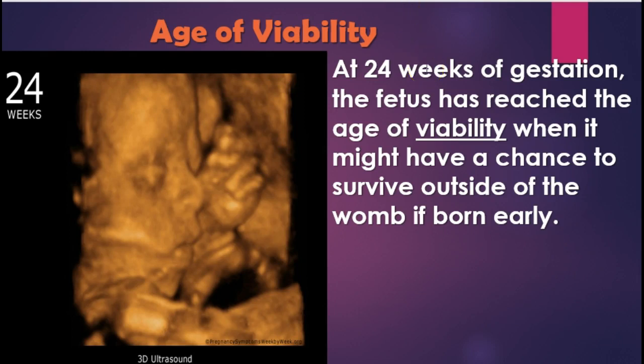What is the age of viability? Well, at 24 weeks of gestation, the fetus has reached a point where it may be able to survive outside of the womb if it is born early. However, if the baby is born too early, there's no chance of survival. But if the baby is born at 24 weeks, it will be placed in the neonatal intensive care unit, where it will be monitored for several weeks and months until it becomes healthy enough to survive outside and go home with the mother.